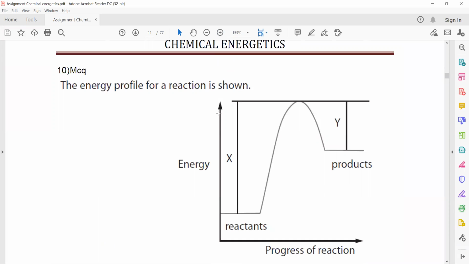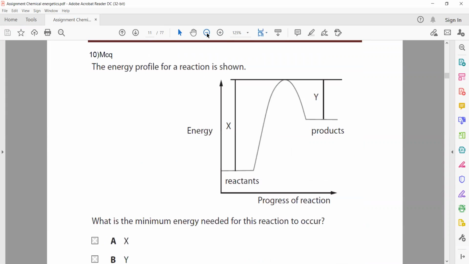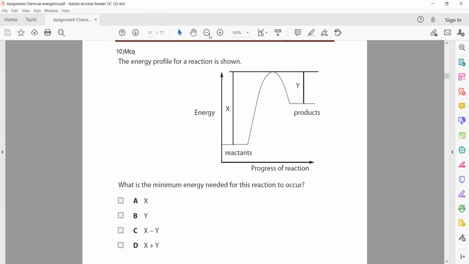Next question, question 10, MCQ 10. The energy profile for a reaction is shown. The reactants have low energy and the product has high energy, so this is an endothermic reaction. What is the minimum energy needed for this reaction to occur? They are asking for the activation energy, from the reactant till the point where the reaction starts. That is known as the activation energy. So which label represents the activation energy? A, or X, is representing the activation energy.